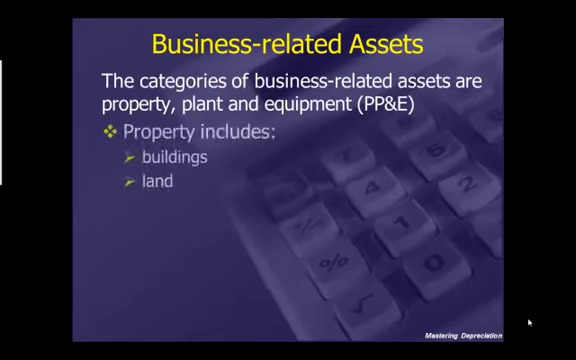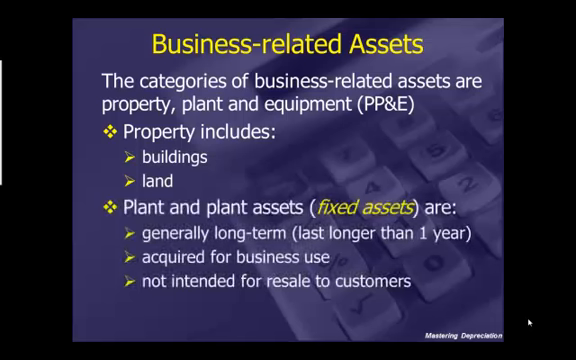Business-related assets. Well, the categories of business-related assets are property, plant, and equipment, also known as PP&E. Sometimes we refer to them as fixed assets or just simply plant assets. The property that we're looking at includes buildings and land. The plant assets, the fixed assets, are generally long-term, which means that they're going to last longer than 1 year. They have been acquired for business use, and they are not intended for resale to customers.